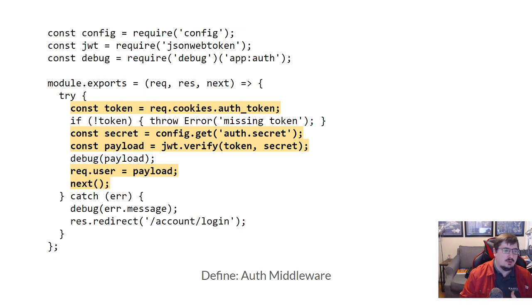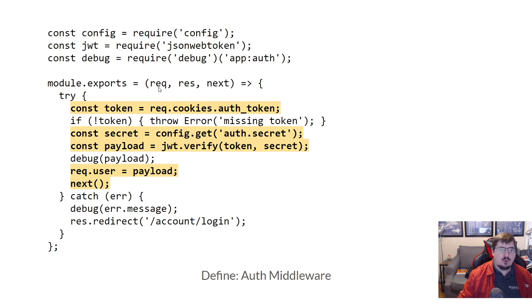I'm going to put this file into a folder named middleware, and I'm going to call this auth.js. So I'm bringing in some dependencies. I've got my config package, because that's where I'm putting my secret. I've got JWT, I've got debug for doing some logging, and then I define my middleware function. As you can see, module.exports, I'm exporting it immediately because I'll never need to use the function directly in this module. I only use the middleware in other modules, so I'm just going ahead and exporting it.